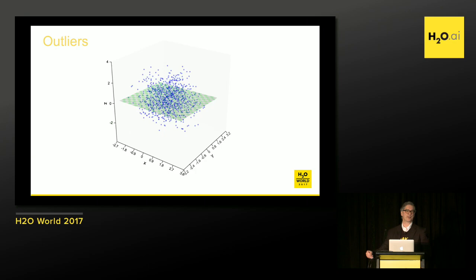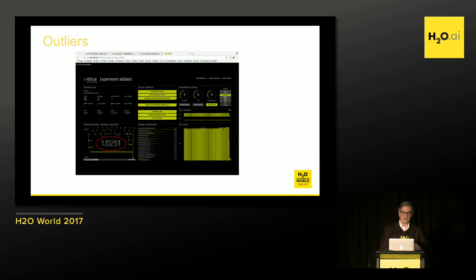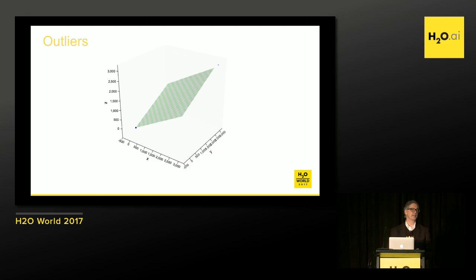So I ran Driverless AI on this problem, and it works beautifully. You notice in the red circle that the root mean squared error is almost exactly one, which is what it should be, because Z has a standard deviation of one, and there's no prediction. So now I did this. I added one outlier. Now this is a well-known example where ordinary least squares and the use of a quadratic loss function is a very bad idea.